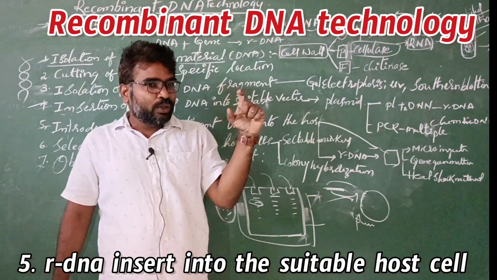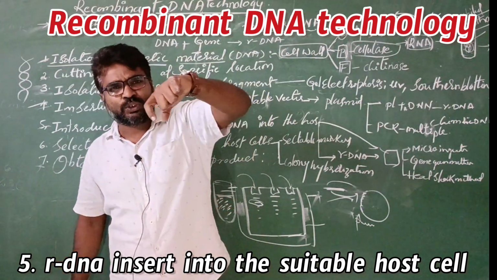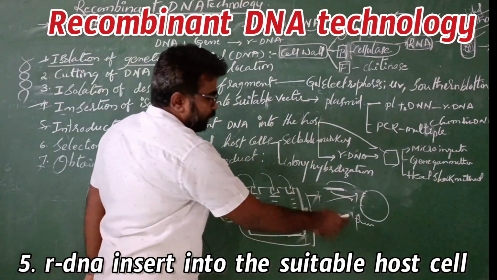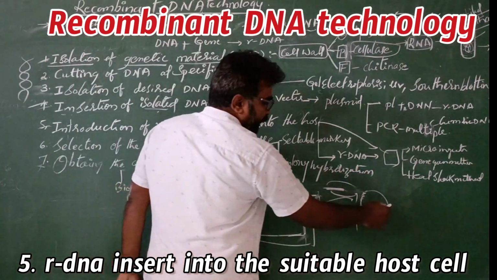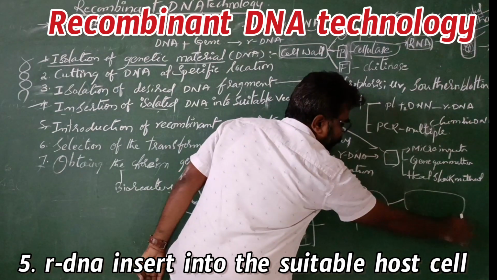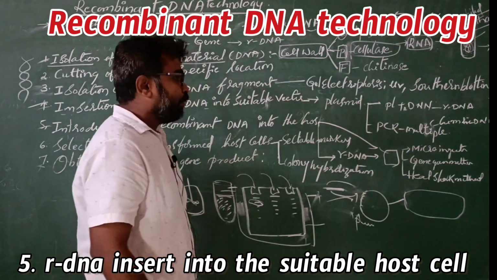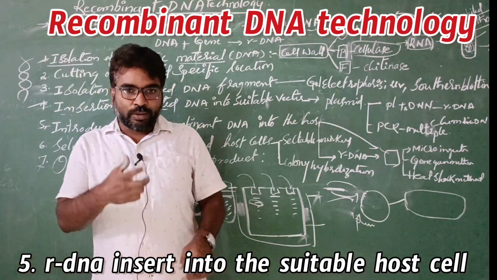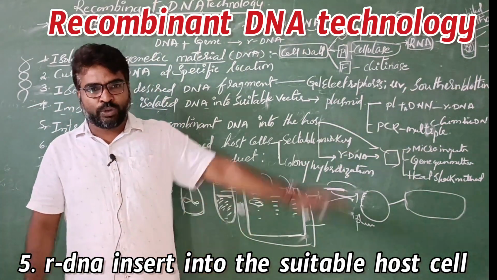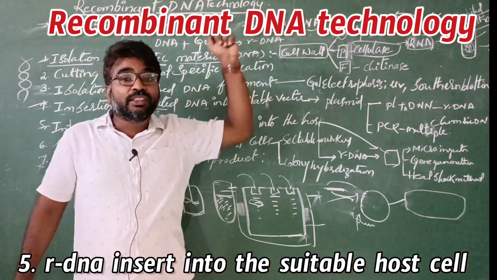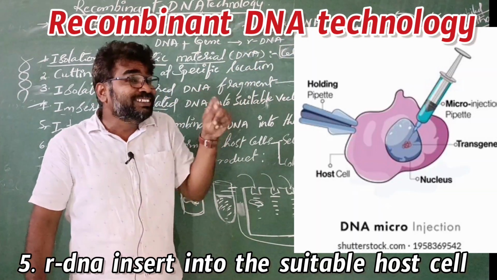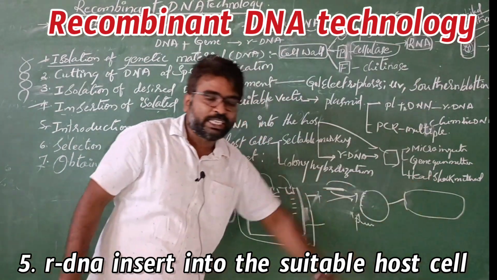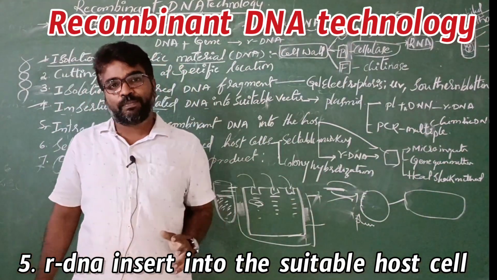We have rDNA, we insert into another suitable host cell. Look here, this is rDNA, we insert into another host cell. At that time we are following micro injection. Look here, this is the micro injection. By this injection we insert our rDNA into a cell that we call a suitable host cell.